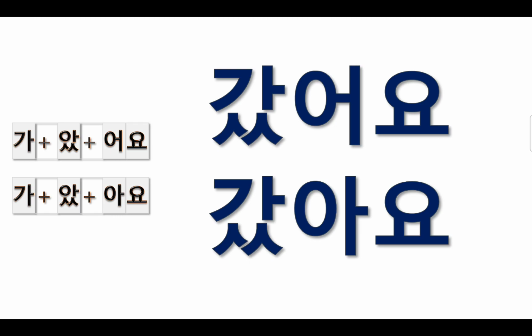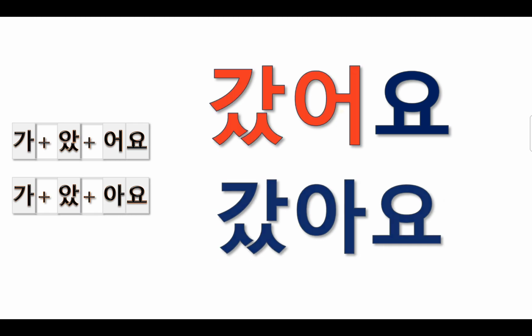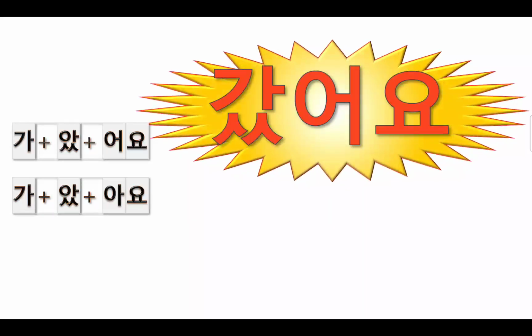What is the difference between ayo and oyo? When the syllable in front of ayo is a bright vowel, we put ayo. Okay, sorry, one more time. For oyo, when the syllable in front of oyo is a dark vowel, we put oyo, right? And for ayo, when the syllable in front is a bright vowel, we put ayo. So here, maybe the correct answer is the second one, 갔아요. But this is wrong. The correct answer is 갔어요.